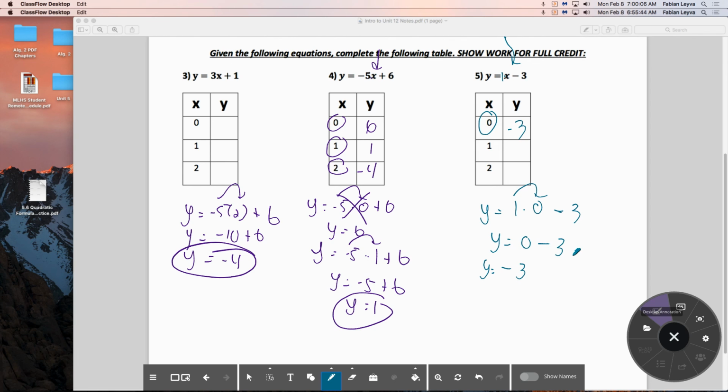All right, let's plug in a 1. y is equal to 1 times my x. I'm inputting 1 this time, minus 3. 1 times 1 is 1, minus 3. 1 minus 3 is a negative 2. When my input is 1, my output is a negative 2. All right, one more. y is equal to 1 times 2 minus 3. Again, all I'm doing is following along my equation. 1 times 2 is 2. Minus 3 is a negative 1.